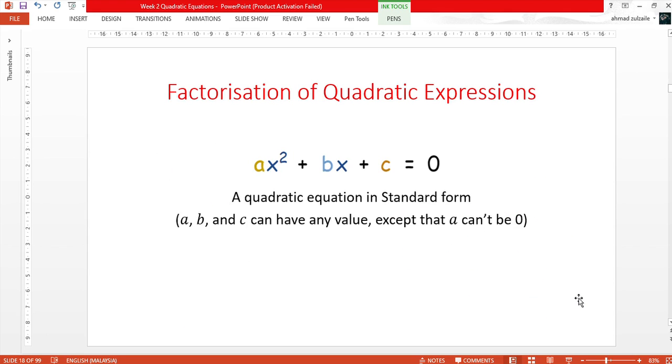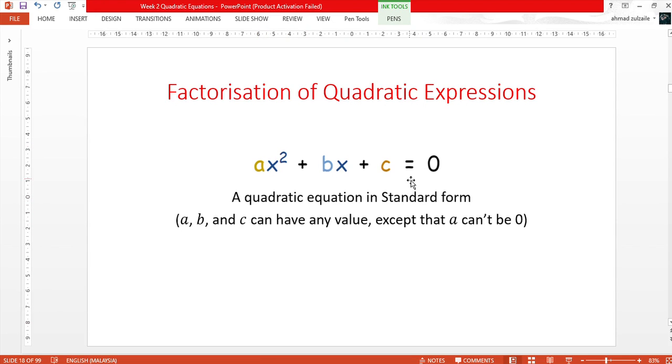Okay, next will be factorization of quadratic expressions. I believe you understand about the quadratic equation. The highest power of x must be 2, so that's why we call it a quadratic equation. If the power is 3, we call it a cubic equation. Power 4, we call it a quartic equation, and so on. So we focus on the quadratic equation.